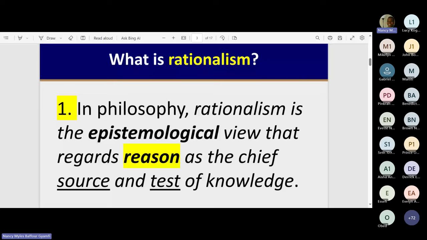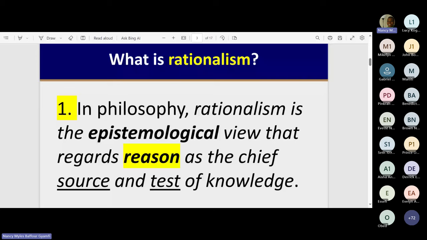I'm applying something beyond what I see or hear or touch or taste or smell. Okay. So if I use that as my test, not the only test, but also as the source. Where did the knowledge come from? From reason. How do I test the efficacy of that knowledge using reason? Then I may properly be labeled as what? A rationalist.